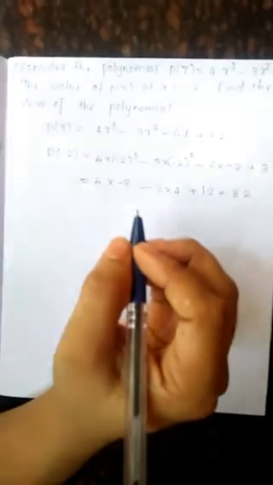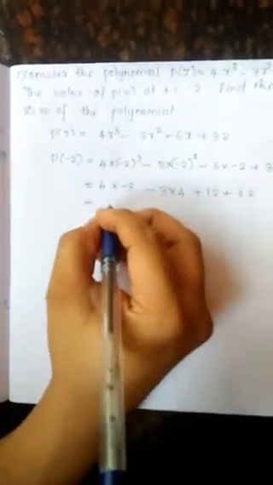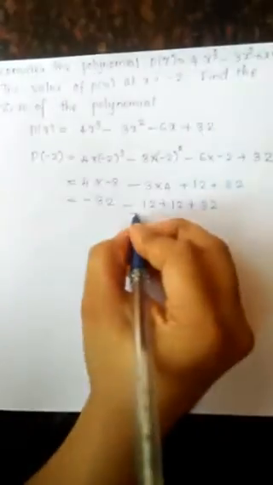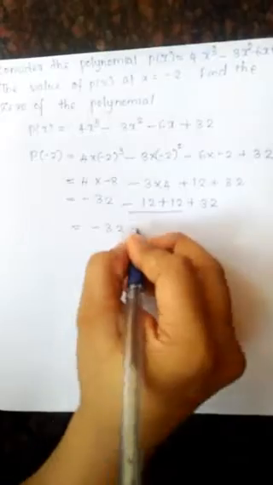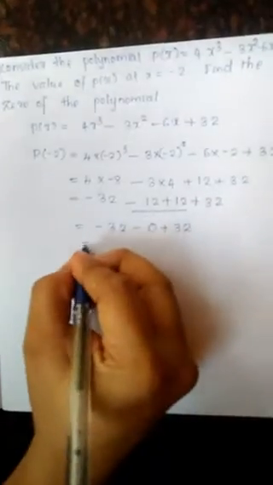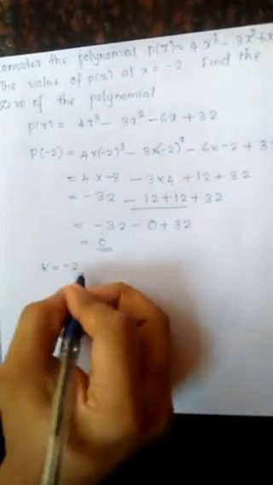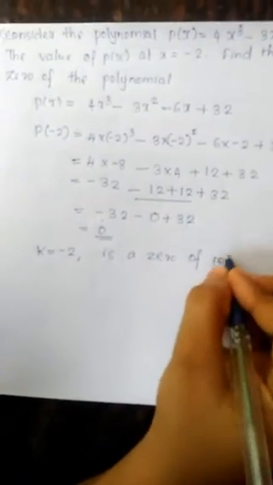Here, 4 into minus 8: when one number is negative and one number is positive, the product is negative. So 4 into minus 8 means minus 32. Minus 3 into 4 is minus 12, plus 12, plus 32. Minus 12 plus 12 is 0. Minus 32 minus 0 plus 32. Minus 32 plus 32, what do you get? You get the answer 0. So what can we say? We can say that k is equal to minus 2 is a zero of the polynomial p of x.